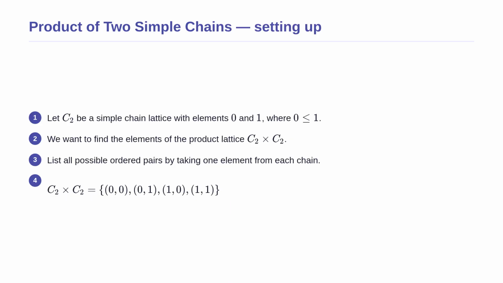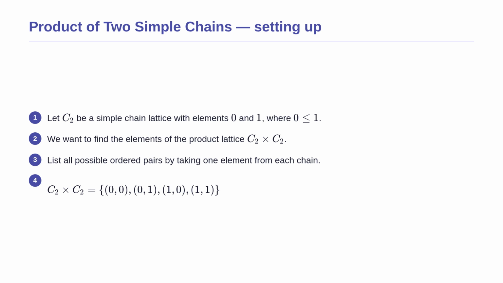Before we move on to any proofs, let us see this with a concrete example. We are given a simple chain lattice with two elements, 0 and 1, where 0 is less than 1. We want to find the elements of the product lattice C2 cross C2 and calculate the join and meet of the specific pairs 0, 1 and 1, 0.